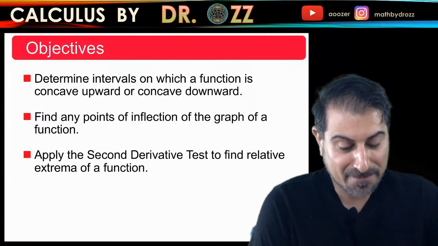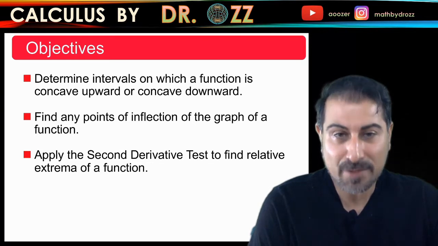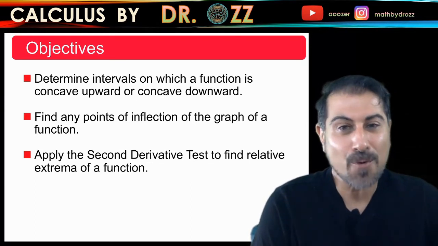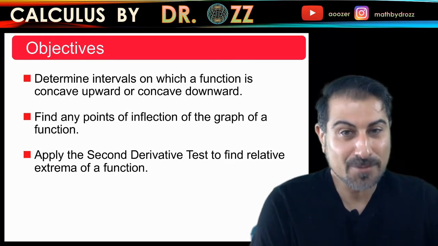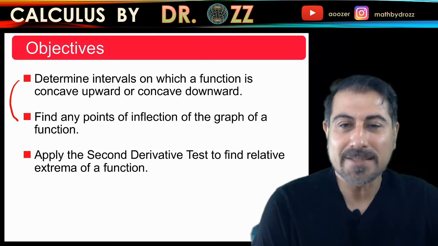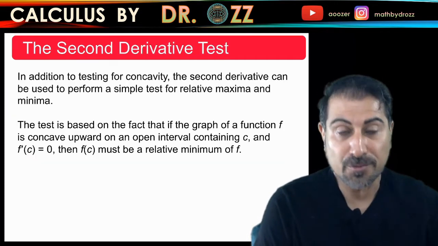All right, in the first two videos, we talked about how we can determine concavity of the function together with points of inflection. Now we're going to apply the second derivative test by using these two skills, obviously, to find relative extrema of a function. But before we get started, here are a few remarks.